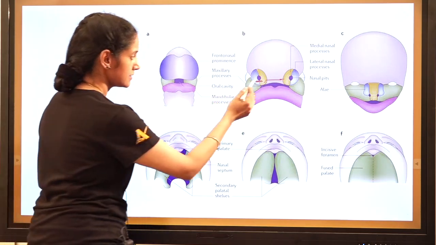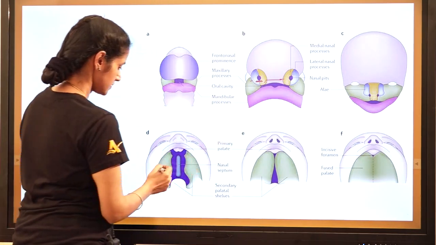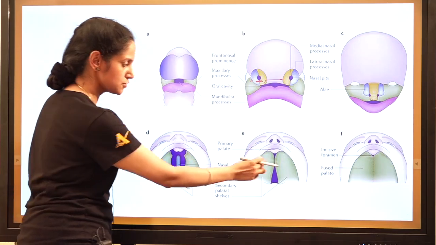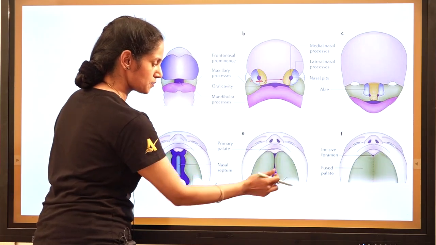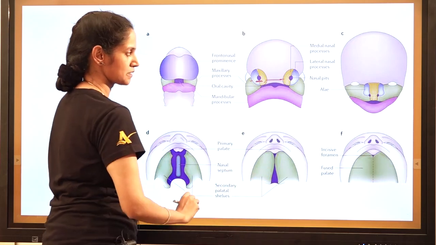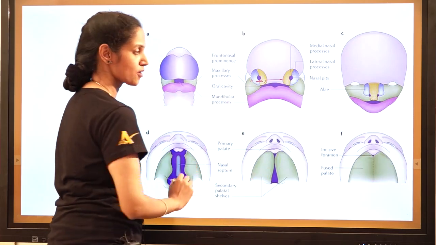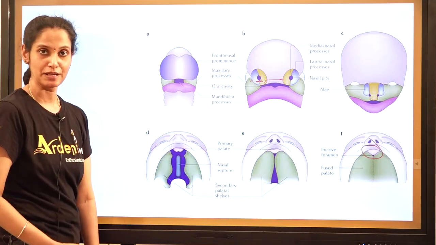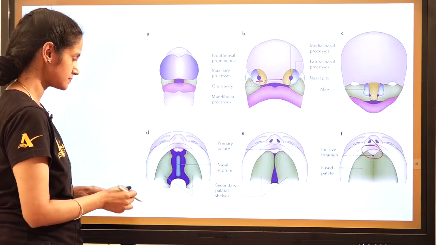Whereas the maxillary process is involved in the formation of palatine shells which fuse together from the anterior to the posterior part to form the secondary palate. Remember, medial nasal processes are also involved in the formation of the primary palate. Okay?